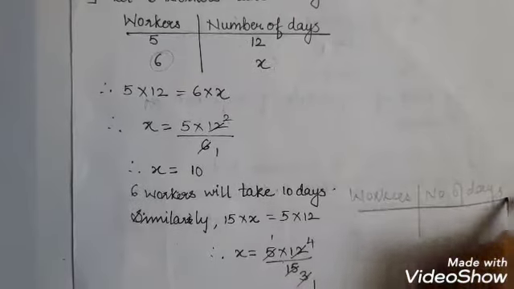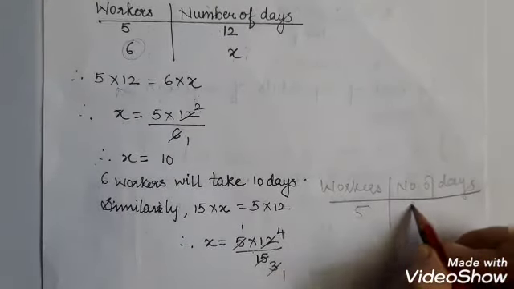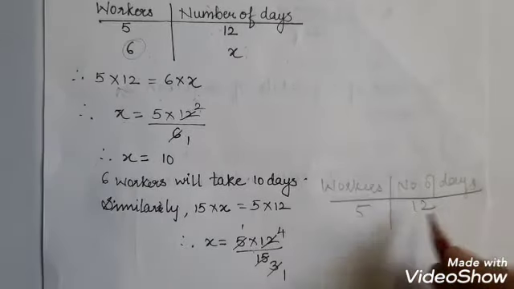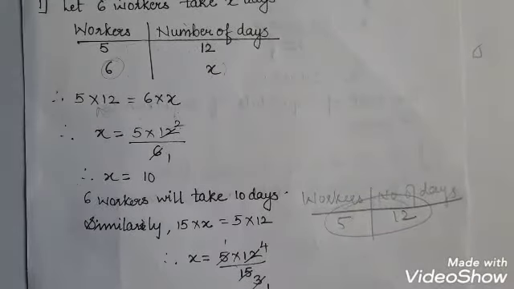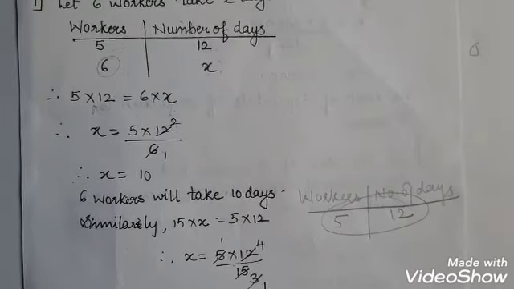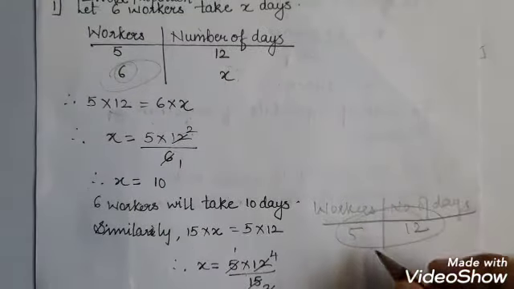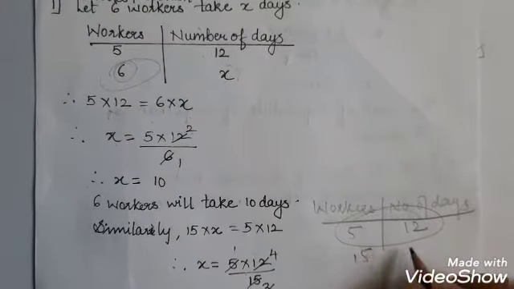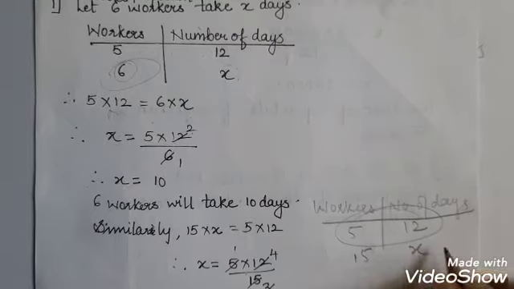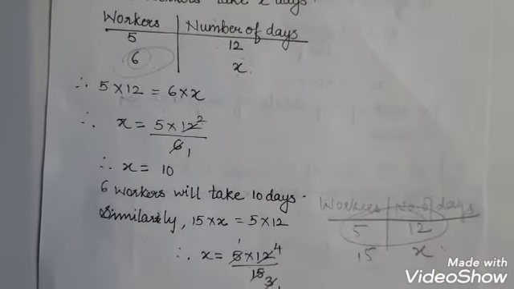5 workers take 12 days. This remains the same. What is given to us remains the same. Only the second part of the question changes. That means where there is 6, we will write that as 15. So 15 workers require x days. We have changed that.